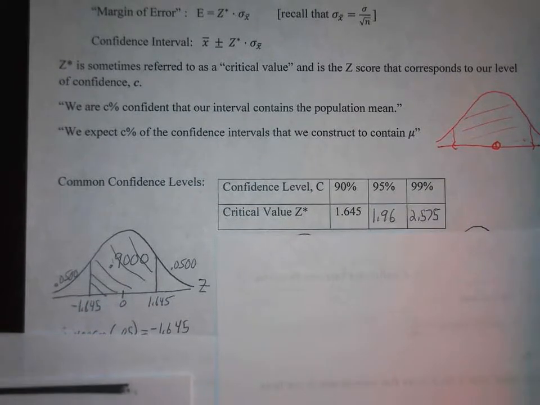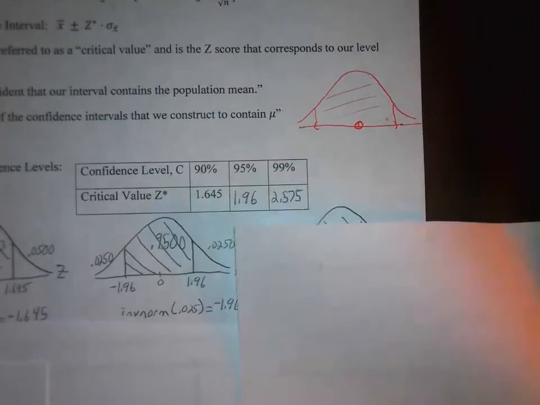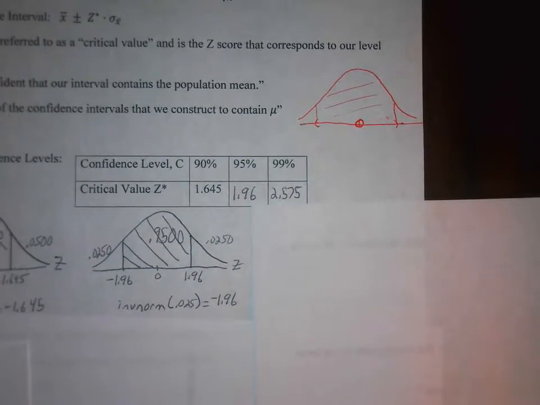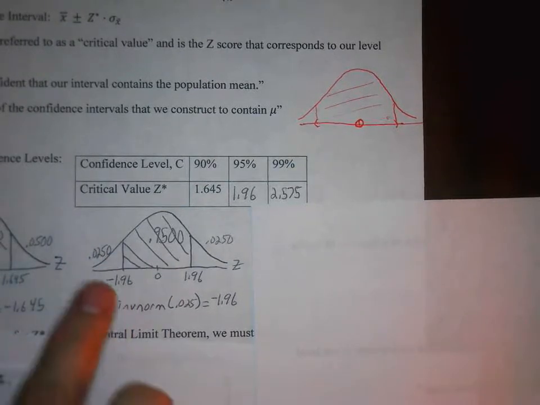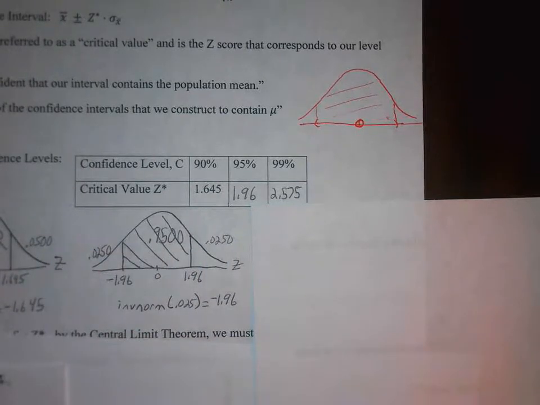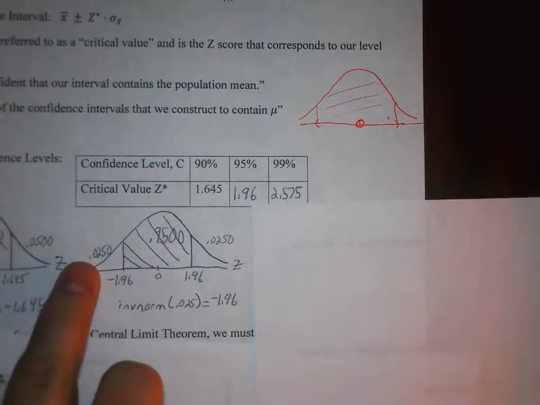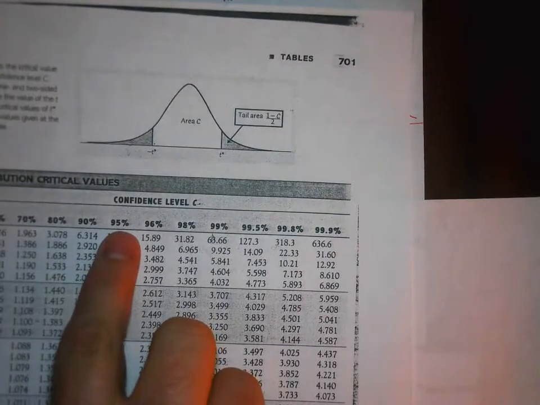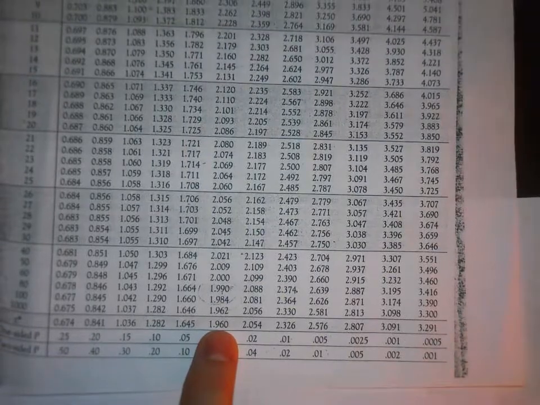Okay, for 95% it's very similar. You get plus or minus 1.96. So 95% in the middle, you have 5% to split between the two ends. So if you do 0.05 divided by 2, you get 0.025. Inverse norm, 0.025, gives you negative 1.96. And for a 95% confidence interval in this table, go all the way down to the bottom. You get 1.960 for the Z star.